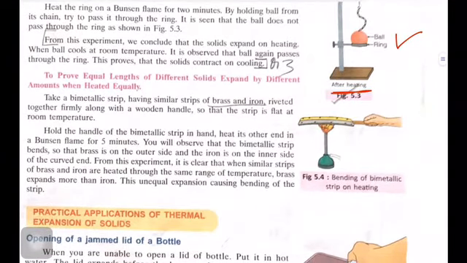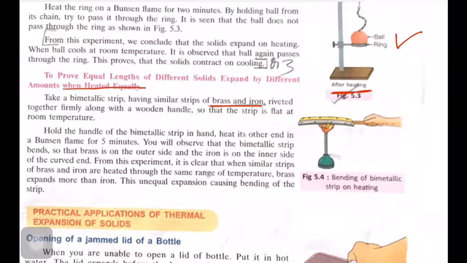Now we have one more experiment, to prove that equal lengths of different solids expand by different amounts. What we have taken is a bimetallic strip of brass and iron. As you can see, it is made up of two metals, one brass and one iron. You know that both of them have different ability to absorb heat. Brass is more conductive as compared to iron.